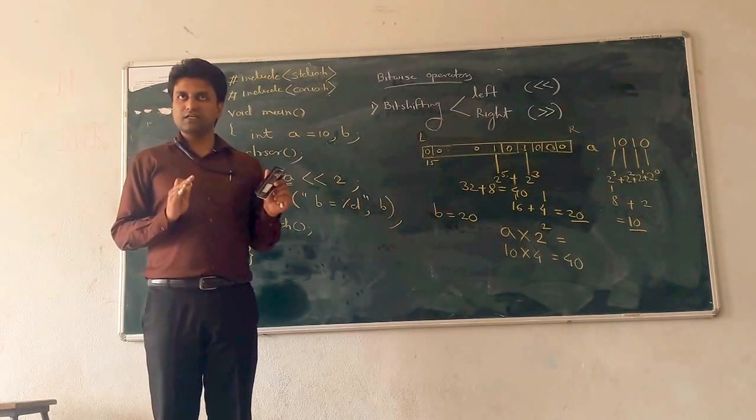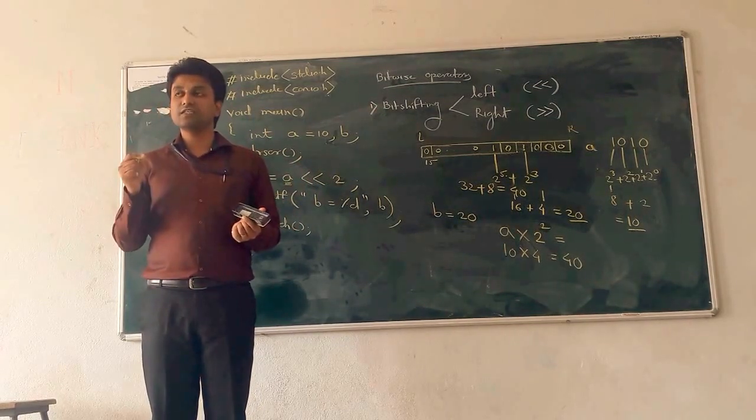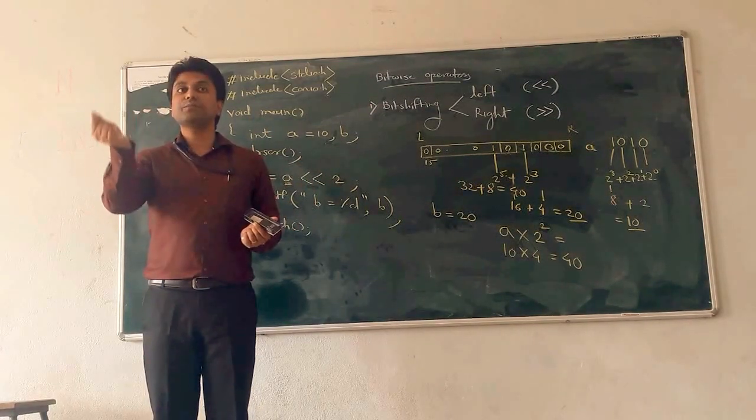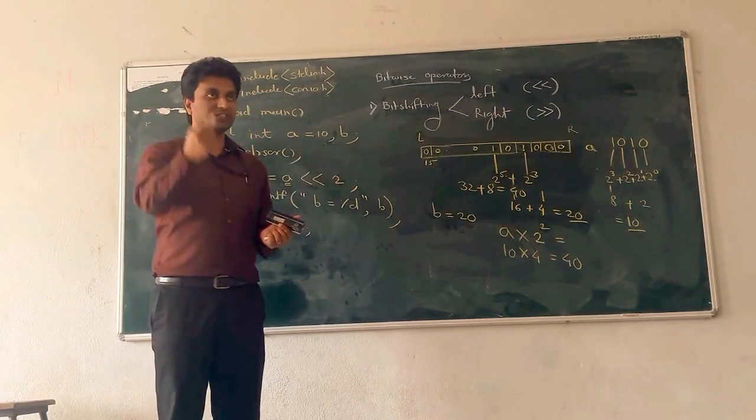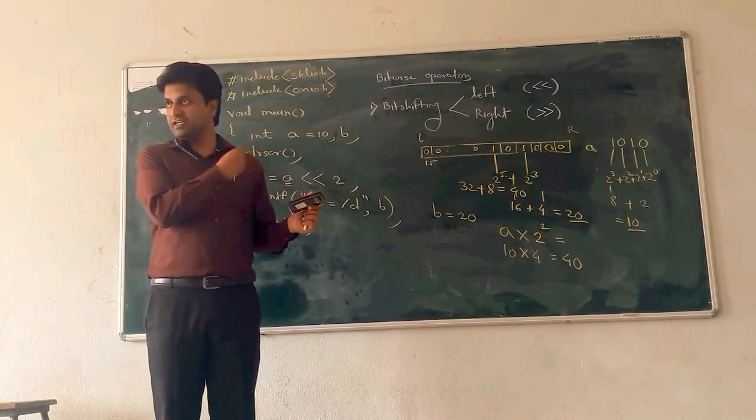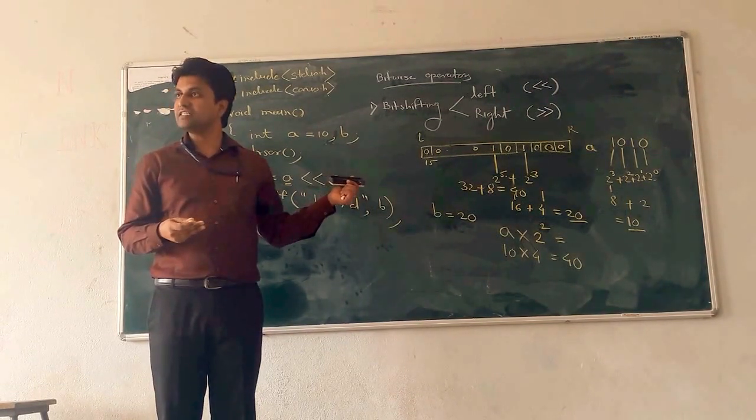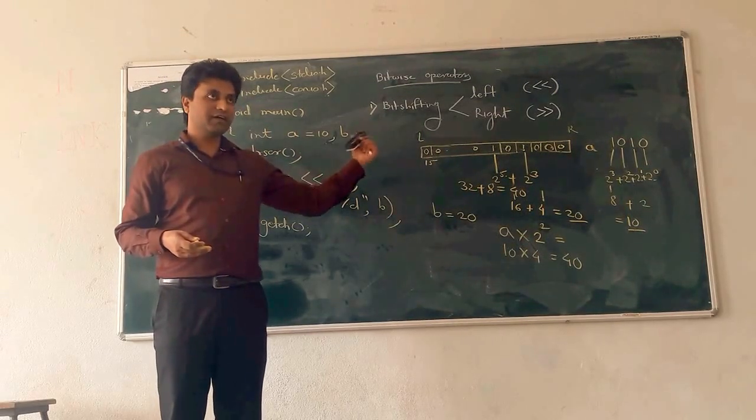Understood what is the meaning of left shifting and how it works? It works on the particular bits, not on the whole number. That's why it is called a bitwise operator. These are shifting bits, so it is called a bitwise shifting operator, either left shift or right shift.